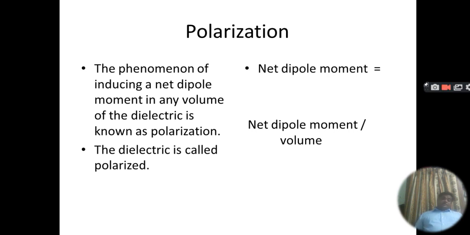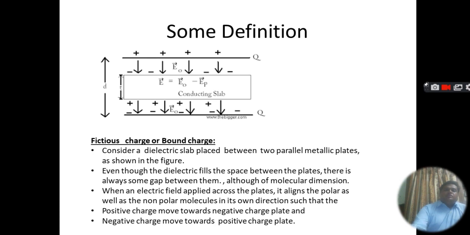The dipole moment per unit volume, this dielectric condition is called what? Polarized. This dielectric is called polarized. The dielectric we already discussed. So the net dipole moment is equal to what? In the condition of polarization, it equals the net dipole moment divided by volume.